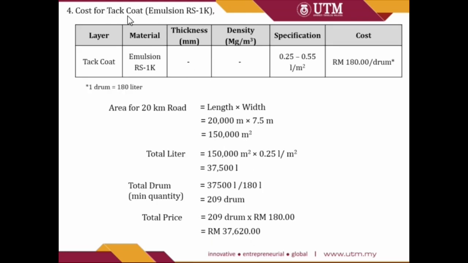Okay, next we have a look at the Tack Coat. Tack Coat is applied in between the binder course and wearing course layers. First, calculate the area of the Tack Coat, and then calculate the volume of the emulsion used for the Tack Coat based on the minimum spray rate, as this will reflect the minimum quantity used. So, in this case, it's 0.25 liter per square meter. Then, we need to convert it into drums, as the cost given is per drum of 180 liters.